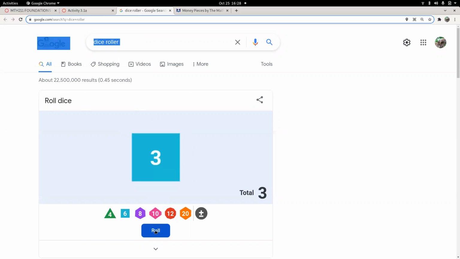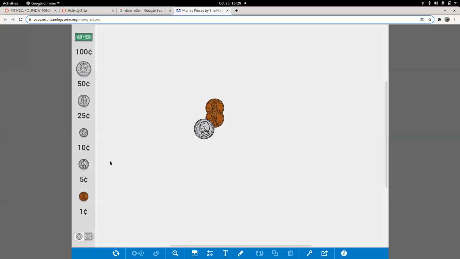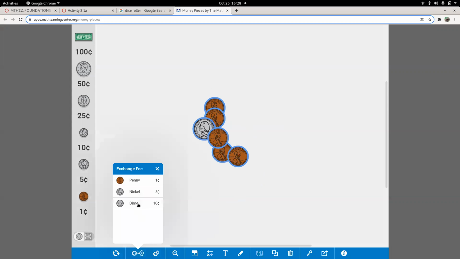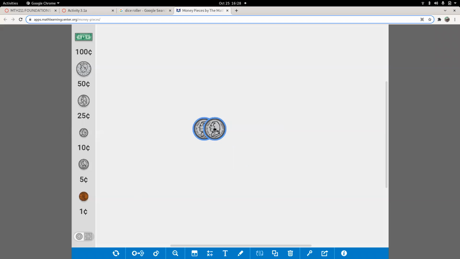Hoping for a 6. I got another 3. Oh, well. So I throw down 3 pennies on the table. Hey, I can trade again. So I'm just going to highlight them all and say, do me a trade, please. So now I have 2 nickels.